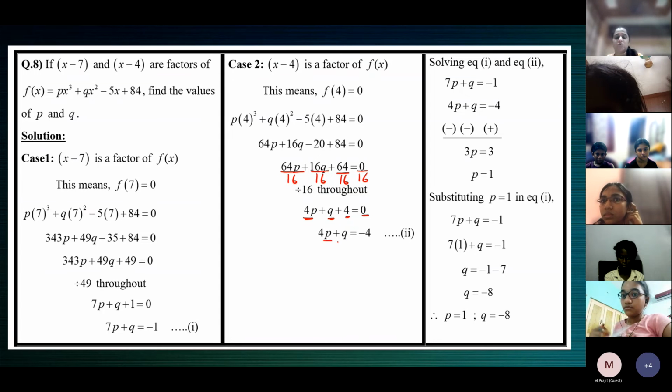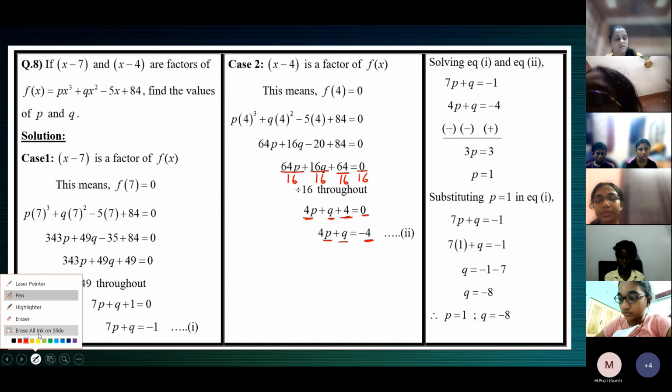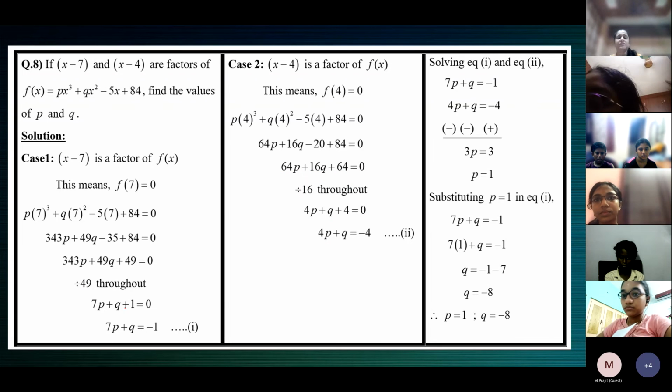Now have p and q on one side. Take this 4 to the other side, so it will become minus 4. That's the second equation. Every question you will be seeing something new, children. So I said have p and q on one side and transpose plus 4, so minus 4 on the other side. This is the second equation.